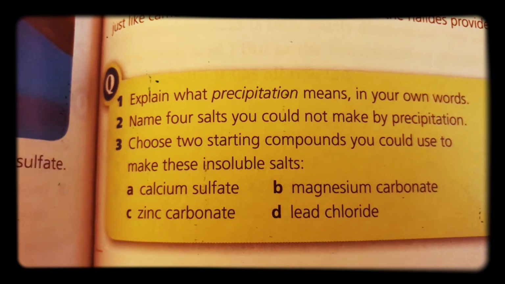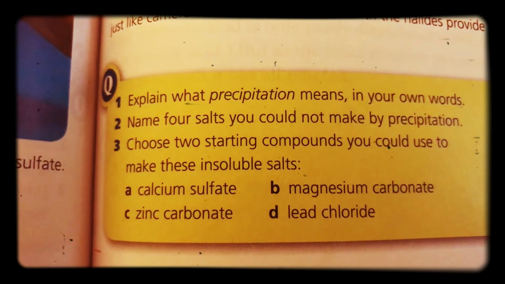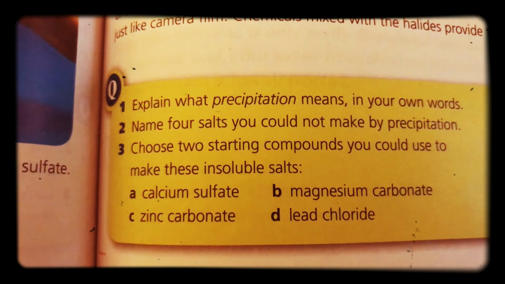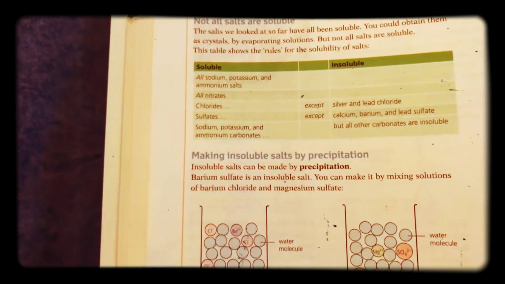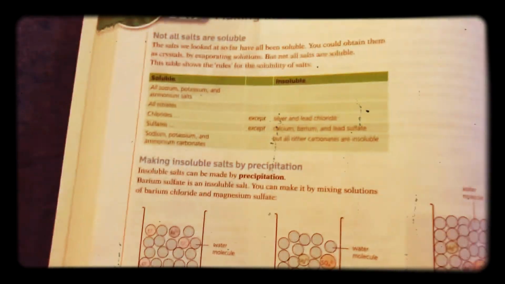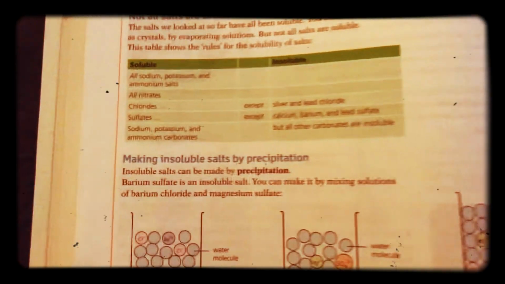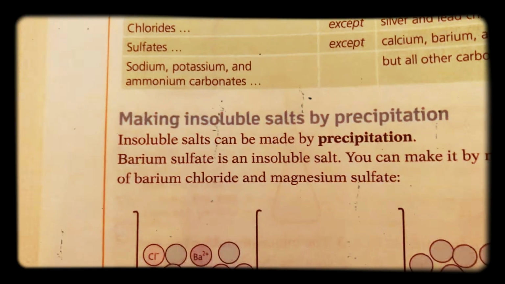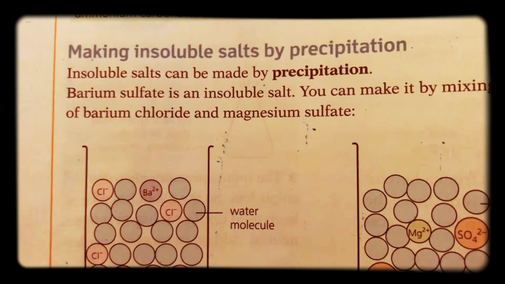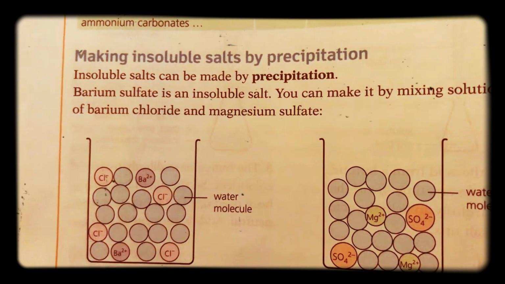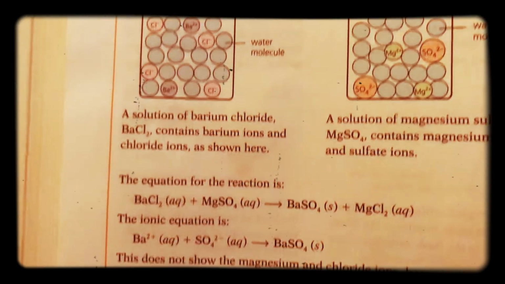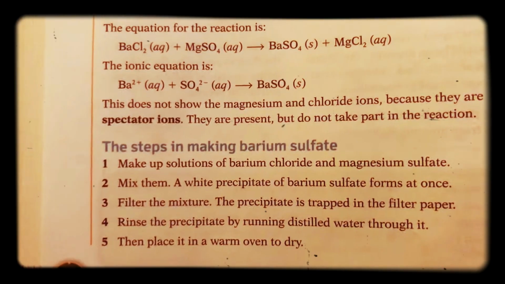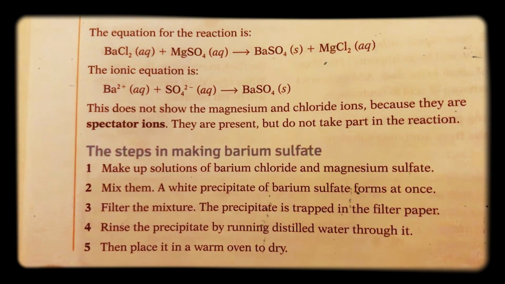But let me give you a little bit of a helping hand as to where to get these answers from. Question number 1 talks about what precipitation means, and you have to explain it in your own words. So precipitation is all to do with this process involving insoluble salts. Try and put a little bit of information about how it forms a solid insoluble salt.